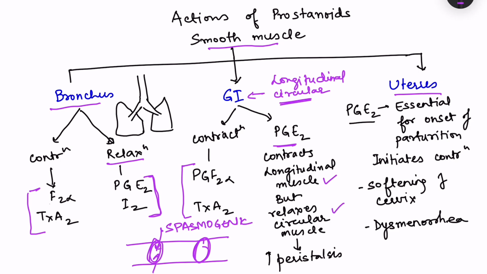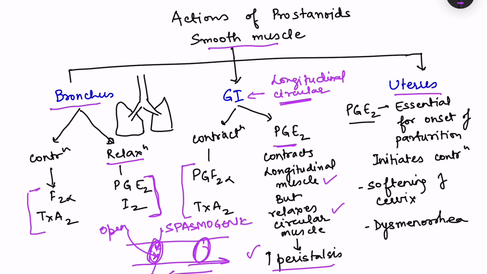On the other hand, prostaglandin E2 actually contracts longitudinal muscle but relaxes circular muscle. So I told you the action of PGE2 will vary. When relaxation of the circular muscle happens, that means the sphincter is going to open, and contraction of the longitudinal muscle means it will shorten like this. It will push whatever food material is there forward. Basically, it is going to increase peristalsis, right?